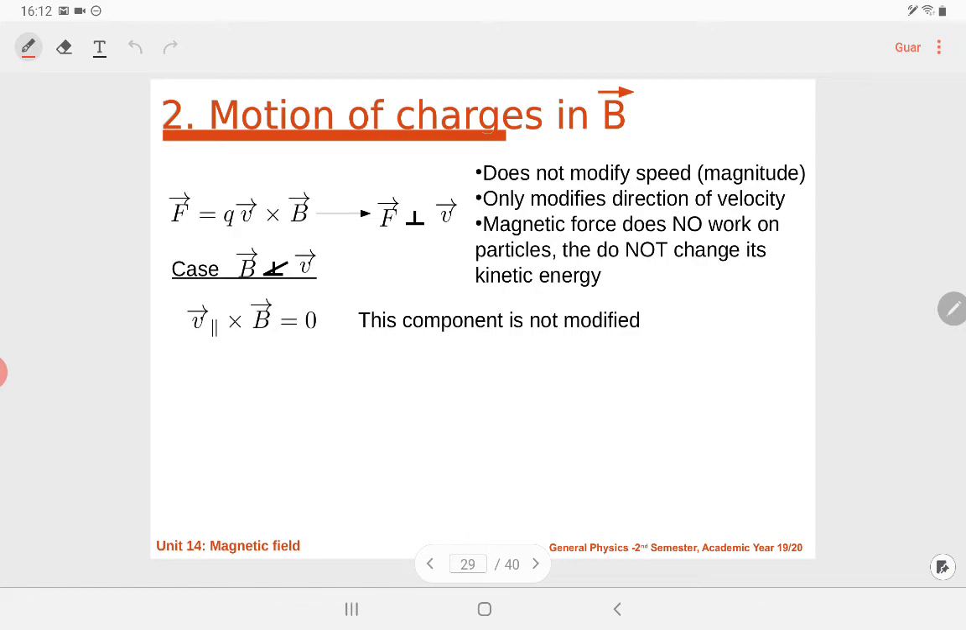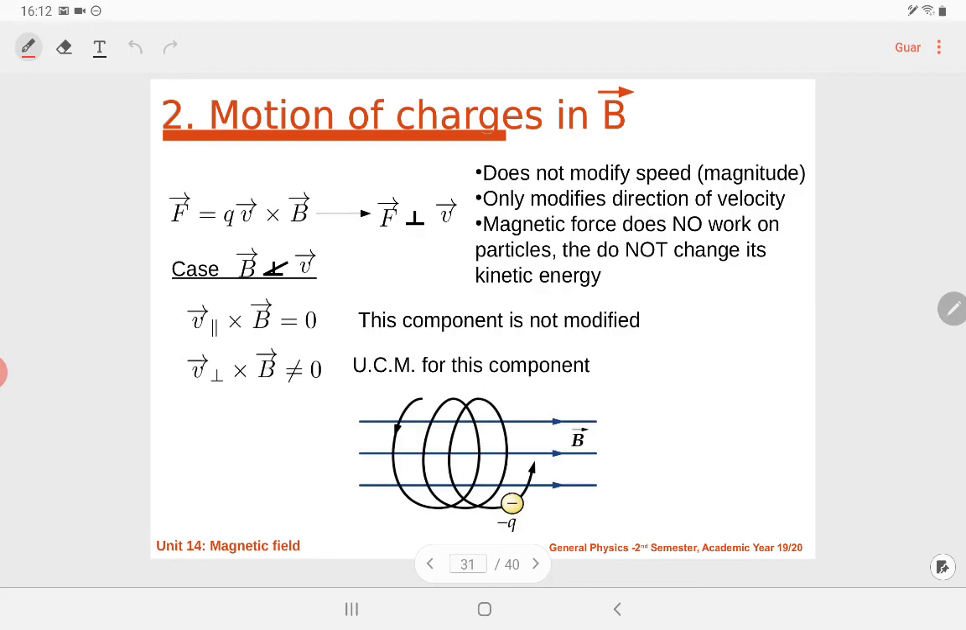And the other component is different from 0. And we've already seen what is going to happen to this perpendicular component: it's going to follow a uniform circular motion. So then you have to go back to the composition of both, and what you're going to have is a helical motion, some helix, some spiral.